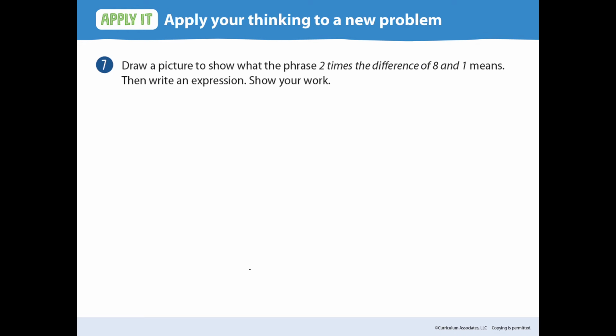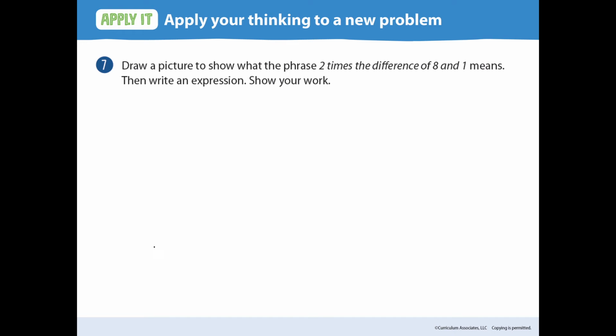Number 7, we are now on page 638 as you're following along in your book. Draw a picture to show what the phrase 2 times the difference of 8 and 1 means. Then write an expression, show your work. Please pause and do the work in your book, then press play.